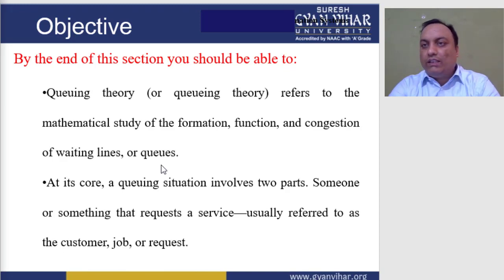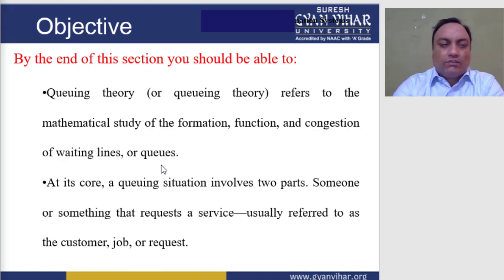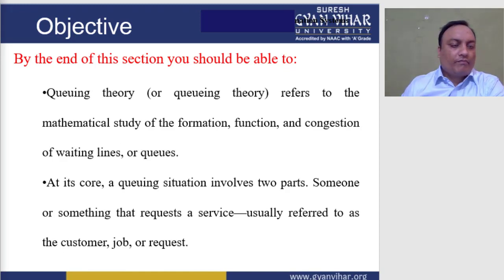At its core, a queuing situation involves two parts. Someone or something that requires a service is usually referred to as the customer, job, or request. These are the different kinds of situations in queuing theory.